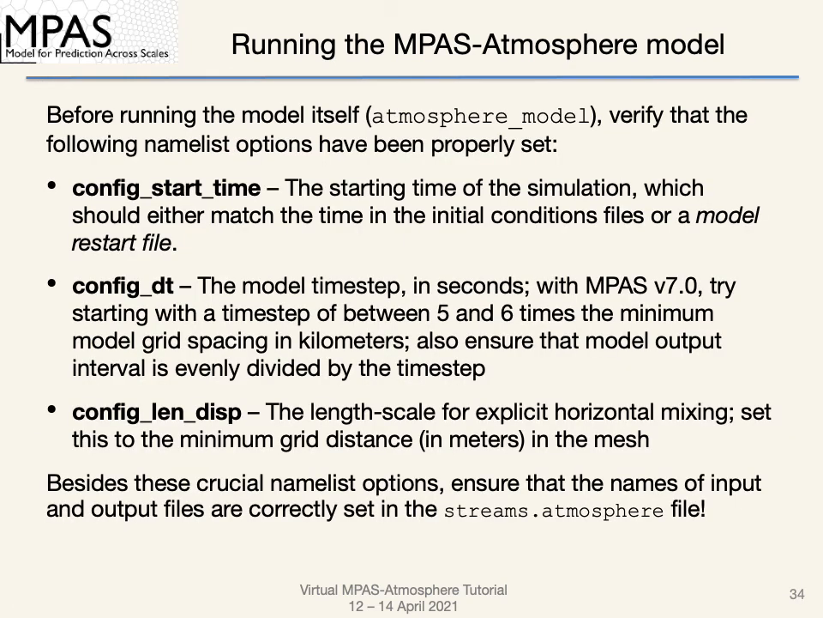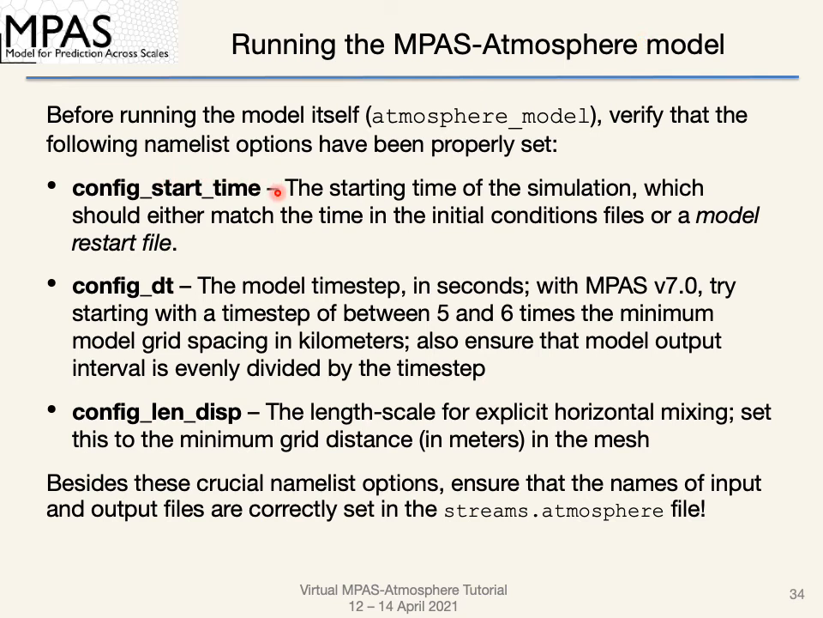And so before running the model, we said in the previous slide that there were a few namelist options that had to be set correctly. It's worth highlighting those again here, because if these values aren't set correctly, the model will either fail immediately or it might fail after a certain amount of time due to numerical instabilities. So the first of these options that needs to be set correctly is an option called config_start_time.